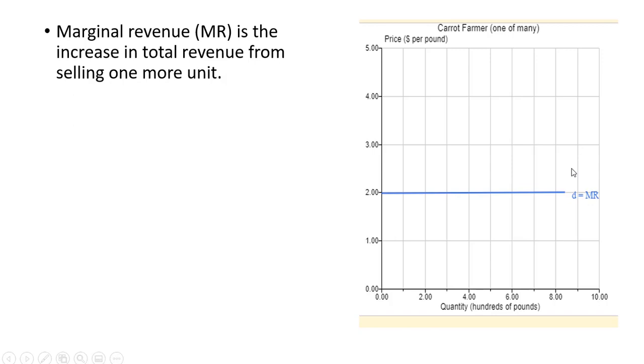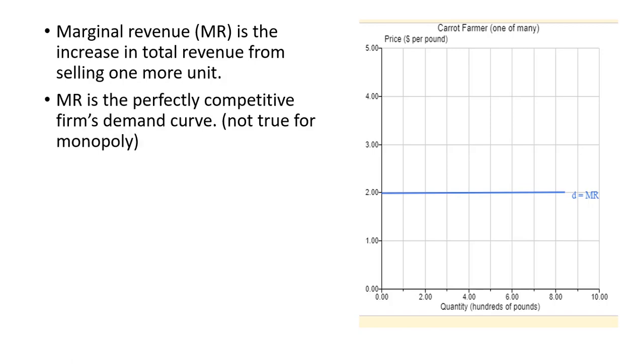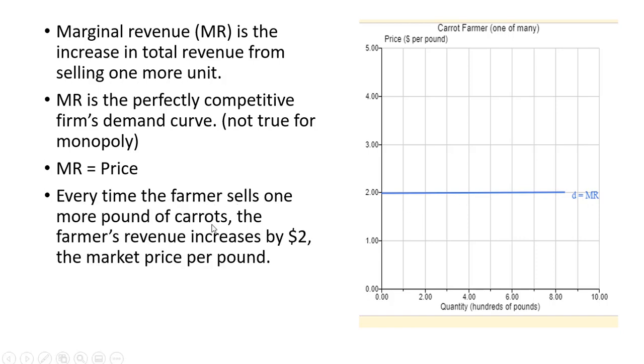All right, you'll notice next to this firm's demand curve, this carrot farmer's demand curve, I have MR. That's going to represent marginal revenue. Marginal revenue is just an increase in total revenue from selling one more unit. So marginal revenue is the perfectly competitive firm's demand curve. This is not going to be true in other market structures like monopoly. So marginal revenue equals price. In perfect competition, marginal revenue equals price. Every time the farmer sells one more pound of carrots, the farmer's revenue increases by $2, which is just the market price per pound.